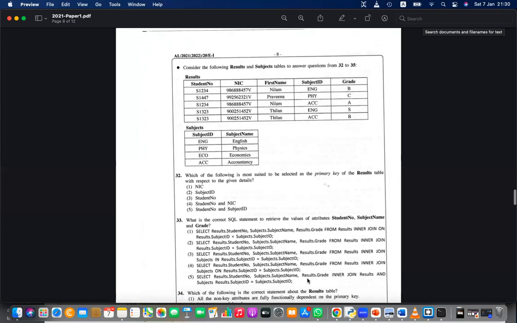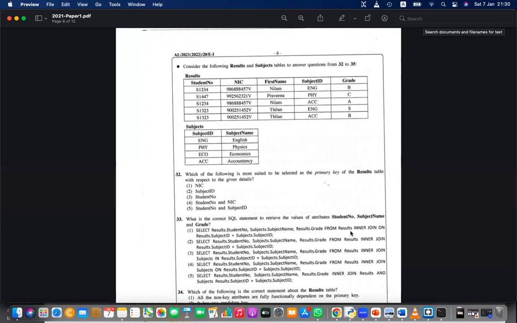Then from results inner join. Results inner join means the relevant columns will come from these related tables. Results inner join on what is the relationship? Results.subject ID equals subjects.subject ID.